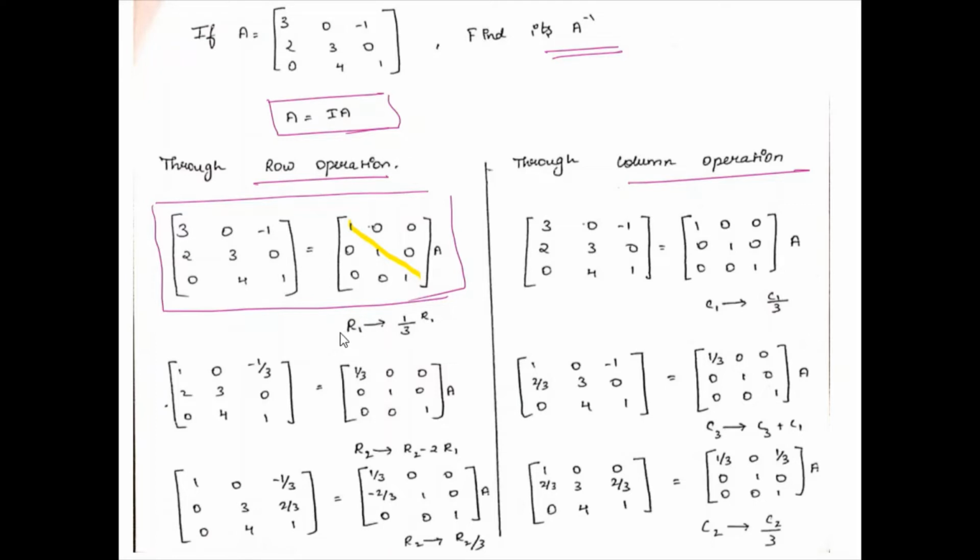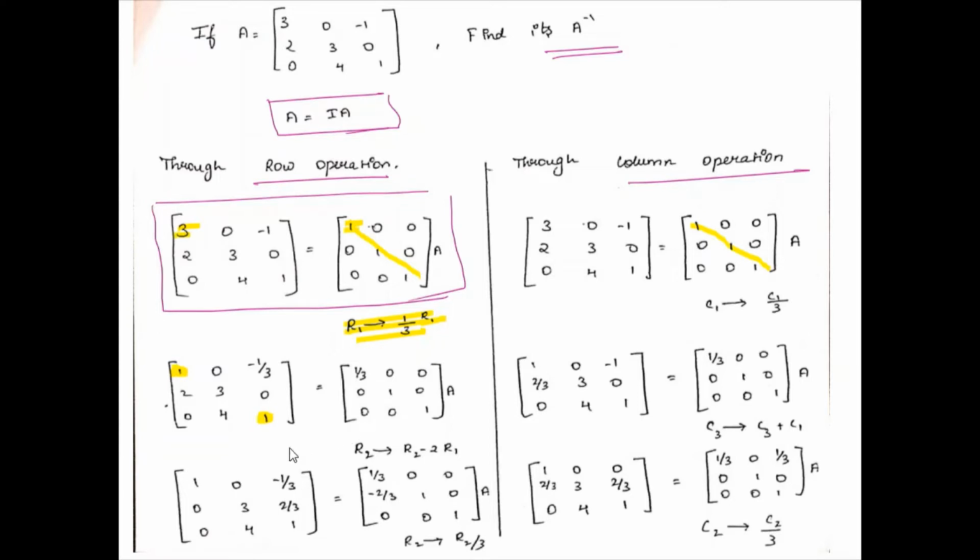Now let us get into the problem. First we need to convert A11 into 1. Here A11 is 3. So we need to convert 3 into 1 so that we can divide R1 by 3 so that it becomes 1. That is, R1 implies R1 by 3. By doing this, the matrix will become 1, 0, minus 1 by 3, 2, 3, 0, 0, 4, 1. We should not only apply this operation for A11, we should also apply it for the whole row.